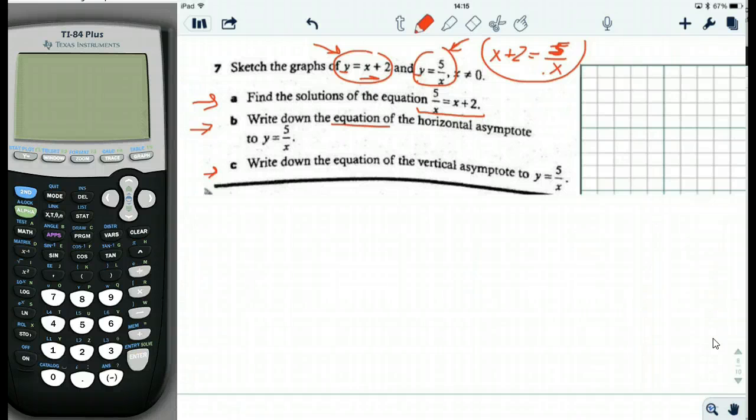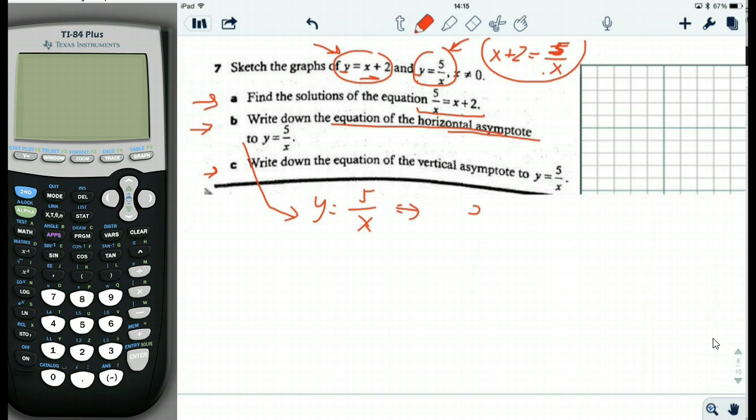Okay, write down the equation of the horizontal asymptote to 5 divided by x. Okay, the horizontal asymptote to 5 divided by x. The easiest way to do this is to put it in your calculator and then go very far from 0, either positive 100 or negative 100, and see what y is approaching. The other way you can do it is manually and you say, okay, y equals 5 over x. What is that when x is positive 1,000?